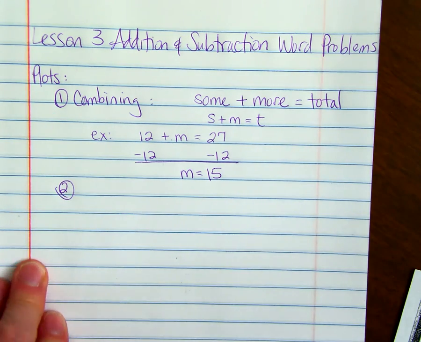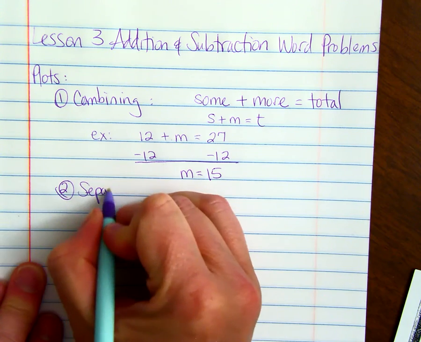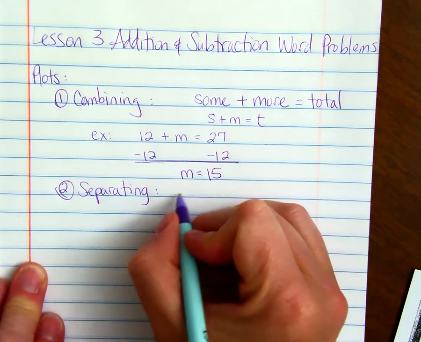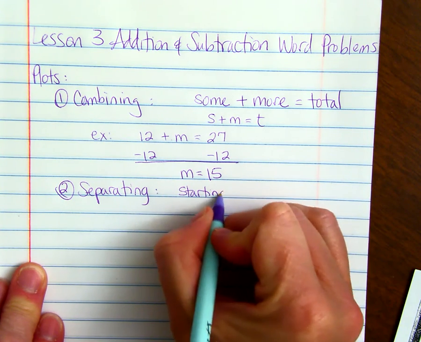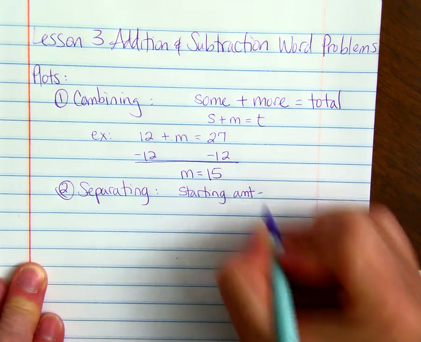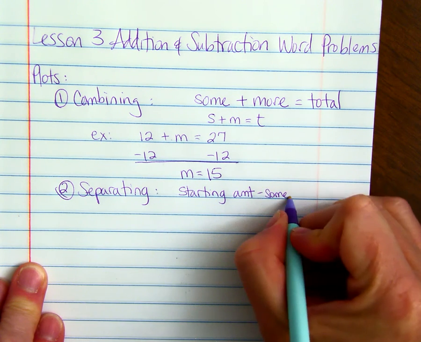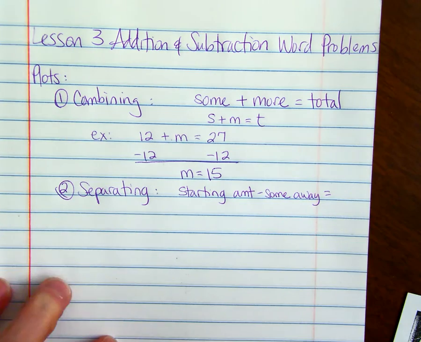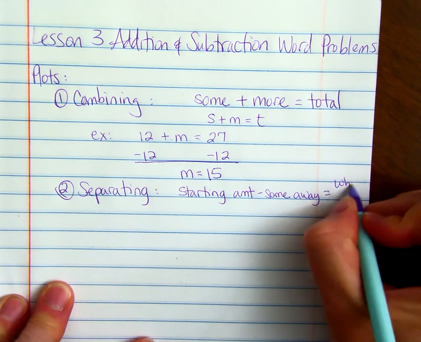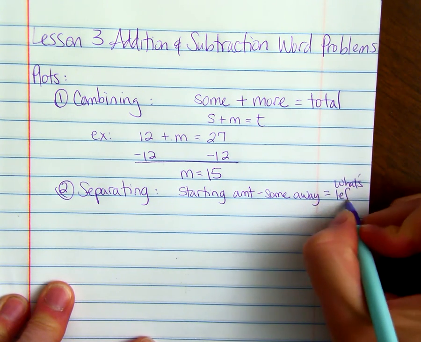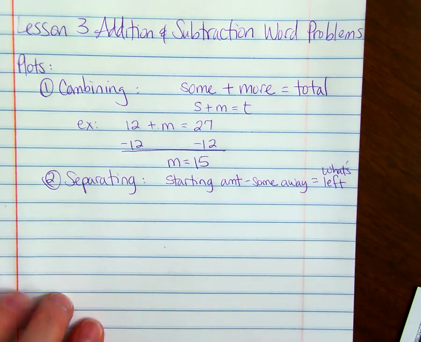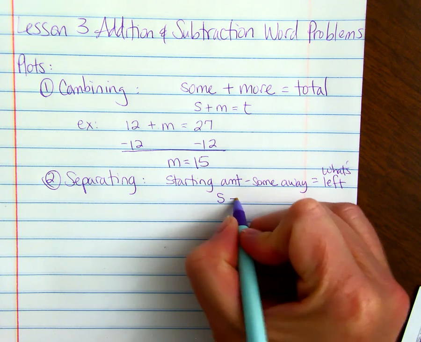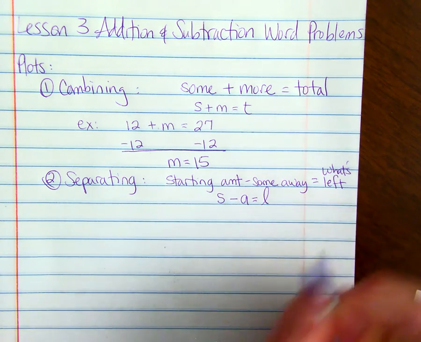The second type of plot we have is called separating. A separating plot is where you have a starting amount, minus some went away, equals what's left. So you put that in there. Sometimes we have our equation S minus A equals L, for what's left.